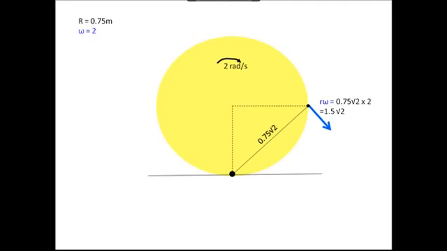Now we have worked it out in this manner. Earlier we had worked it out like this, and if you calculate square root of 1.5 squared plus 1 squared, you will get this velocity again. So the answer is obviously the same, only the method is different. I'll demonstrate it with the point diametrically opposite.